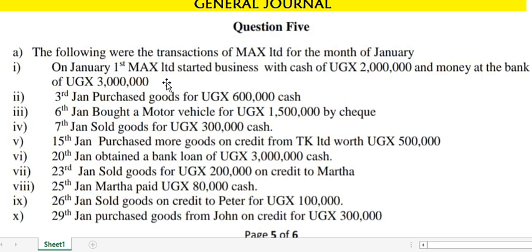And according to the rules of double entry, assets increase with a debit entry. So we see Max Limited is starting a business with cash. Now the business has cash, and the business still has some money at the bank account. So cash and bank, those are assets to the business, so they increase with a debit entry. What about the corresponding credit entry?